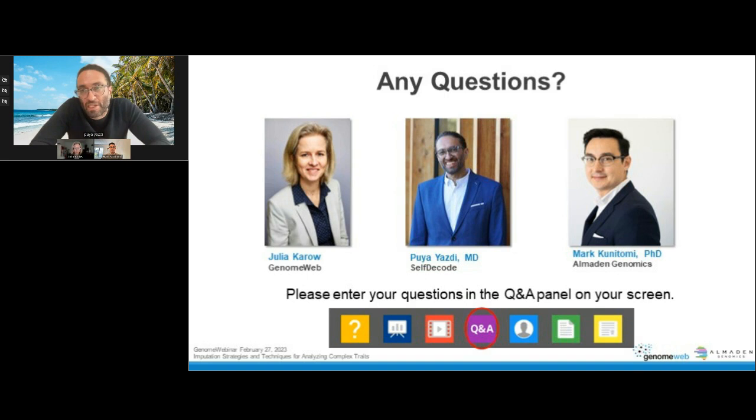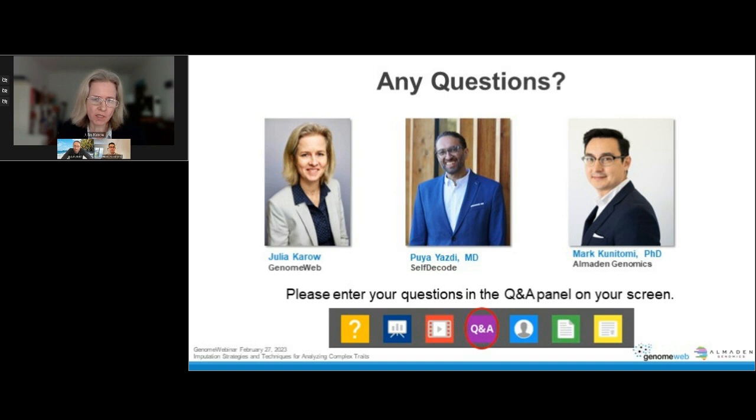So, yeah, possible. And then a very quick technical question: what would be the smallest number of SNPs and individuals to do imputation on?